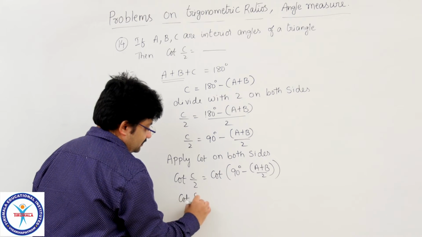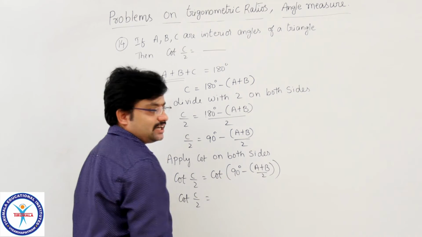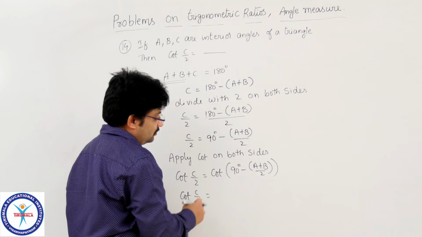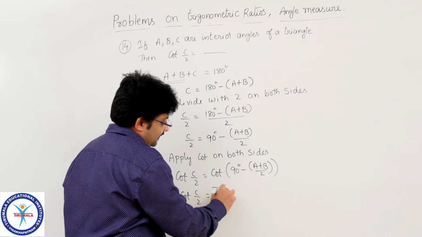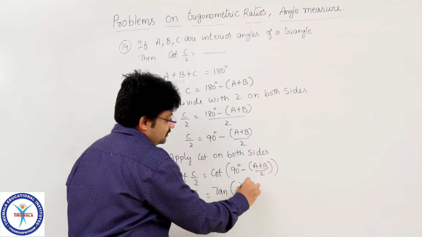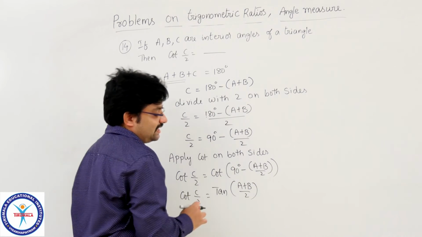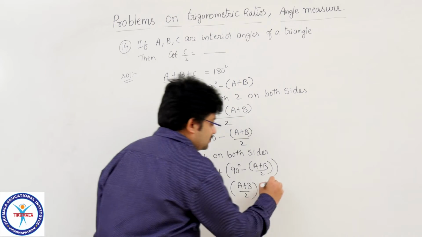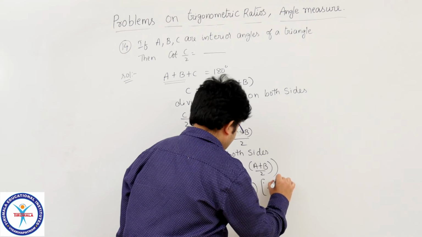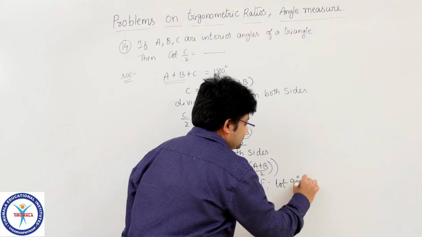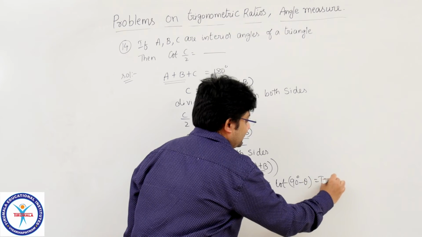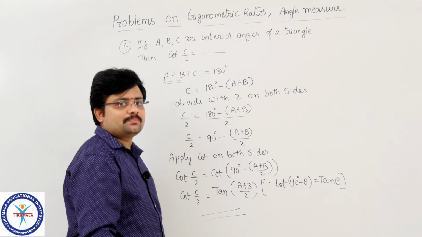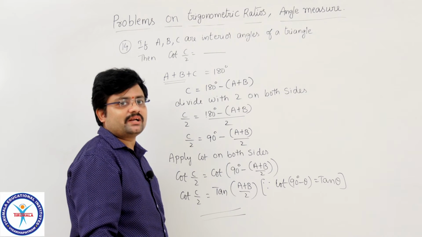Therefore, cot C by 2 is equal to cot of 90 minus theta. Here 90 is there, 90 means there is a change in the trigonometric ratio. Cot changes to tan, that is tan of A plus B by 2. 90 minus theta lies in the first quadrant. In the first quadrant all trigonometric ratios are positive, because cot of 90 degrees minus theta is equal to tan theta. Therefore, cot C by 2 is equal to tan of A plus B by 2. It is one of the important models.